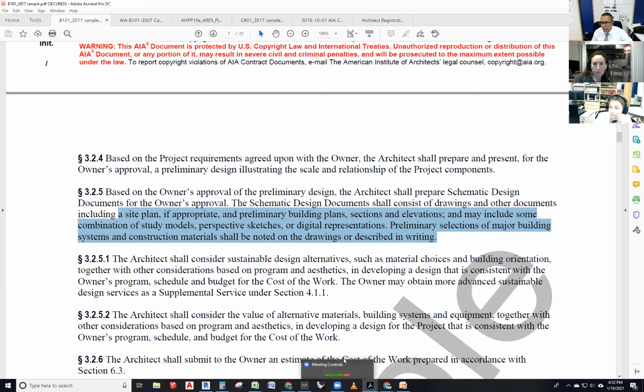We don't have a dimension grid to the nearest inch. We don't have any of that stuff. These plans are typically 1/8, 1/16, maybe 1/4, but I would say 1/8. That's what we have. All right.